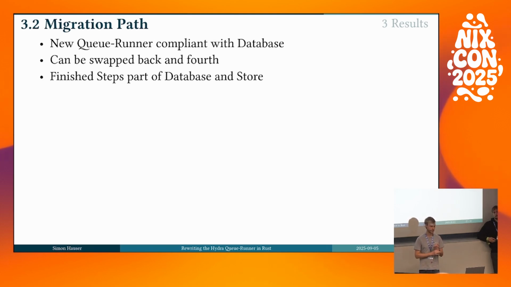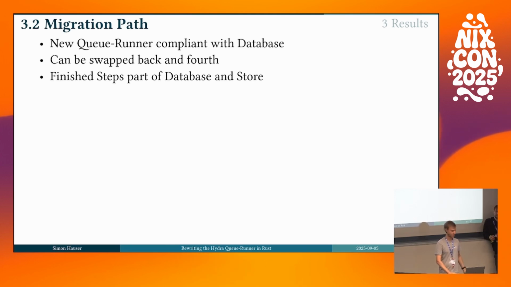The infra team is still testing, but the migration path is pretty easy because it's compliant with the database. We don't have any database migrations yet. We are planning to clean up the database a little bit, like 32-bit timestamps. So the queue runner can be swapped back and forth, because we implemented the same protocol via the database. We also had one outage, where I forgot to disable auto update, and we went back to the old queue runner for a couple of days.